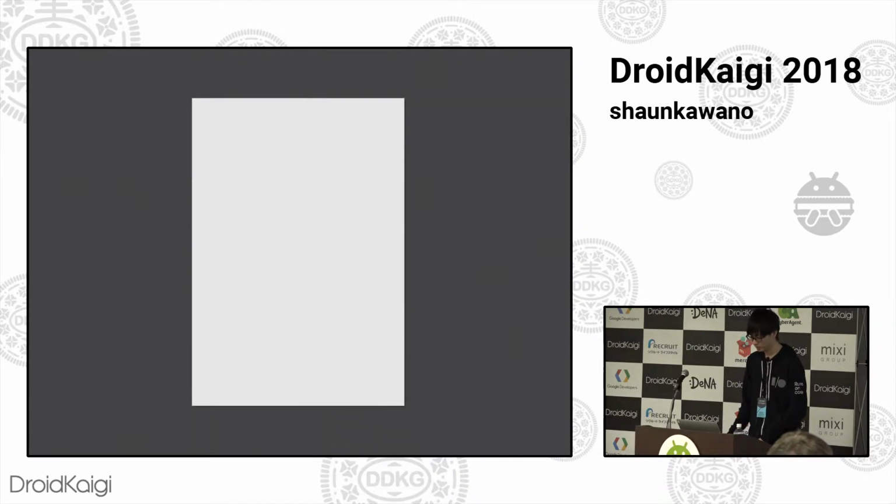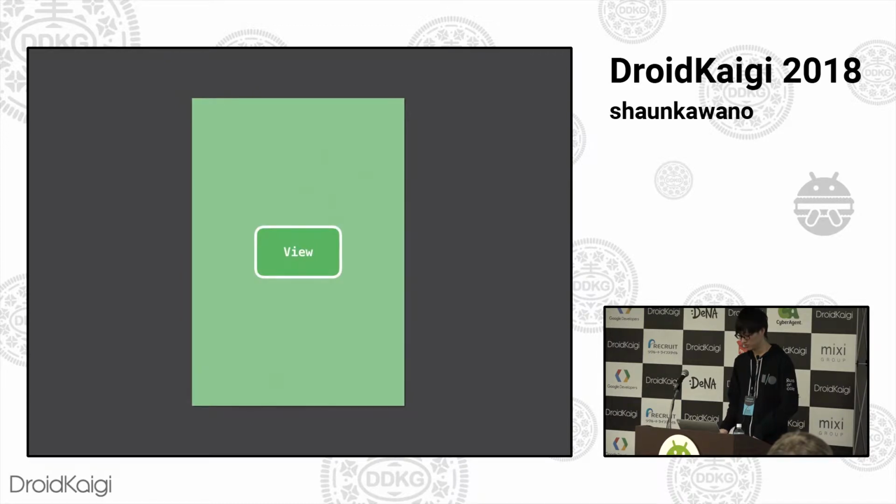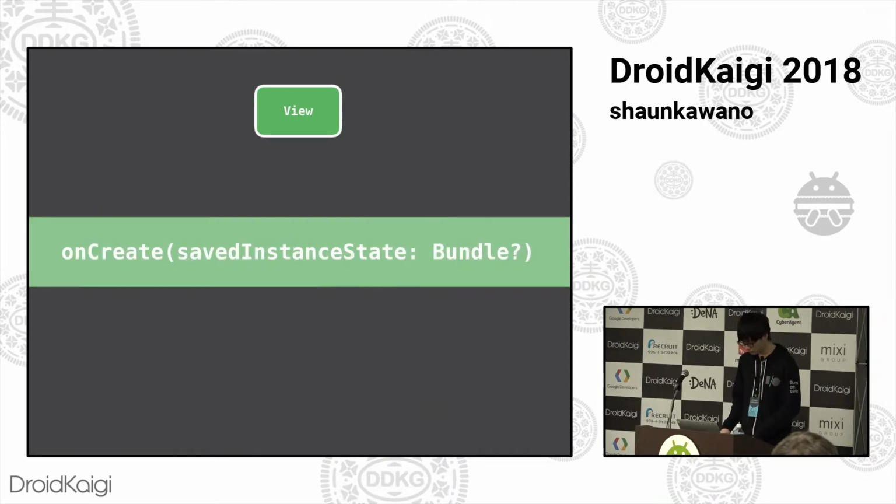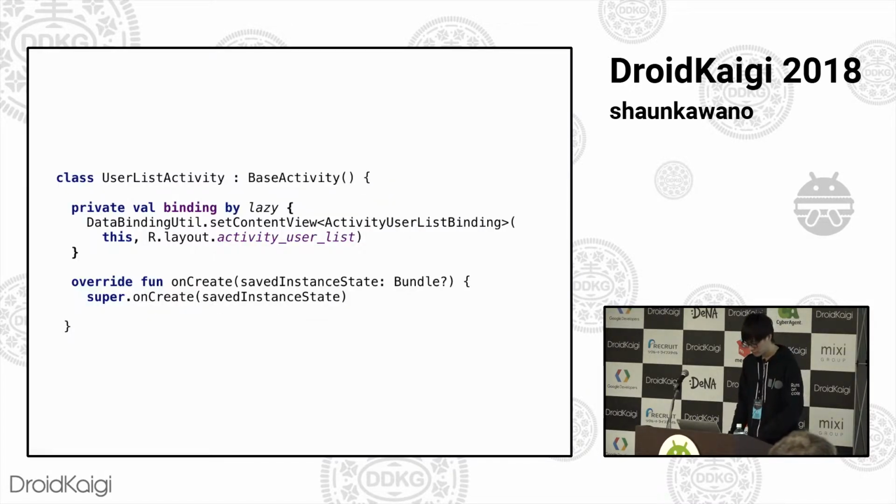So in Android, there's a screen that opens up when user launches the app. And that is considered as view in Flux architecture. So in Android, activity, fragment, or Android's platform-specific views like recycler view or custom view. Your own custom view can be a view in Flux architecture. And in our example, we will use activity. So we need to implement activity's onCreate. And this is the activity source code, what it looks like.